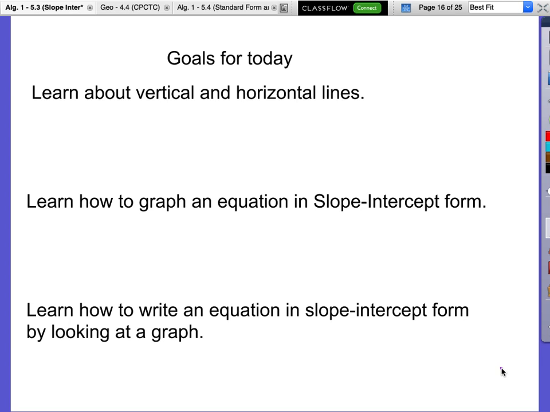We're also going to learn how to graph an equation in slope-intercept form. We've talked about slope-intercept form a lot so far. We're going to graph in it now. We're going to learn how to write an equation in slope-intercept form by looking at a graph. We actually did that part already.